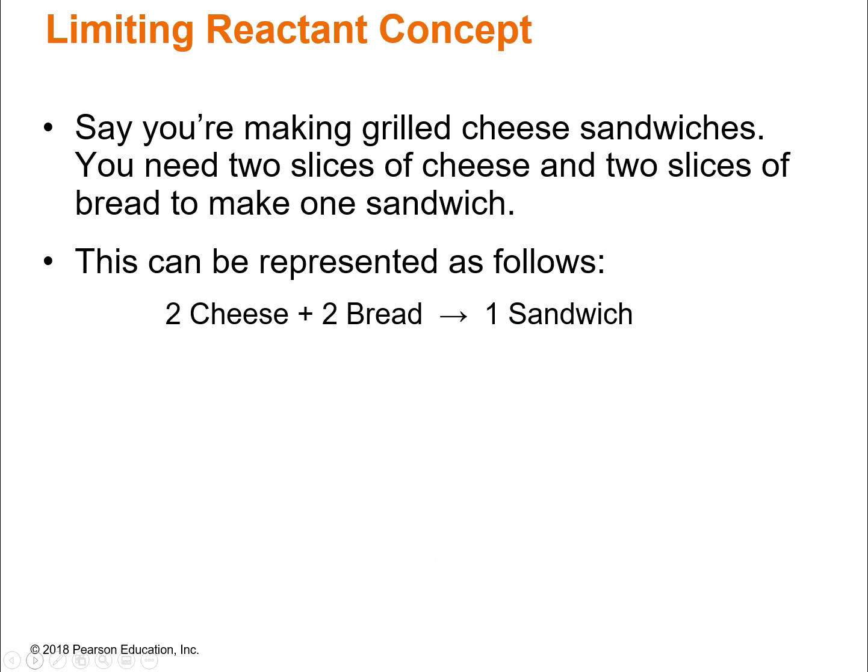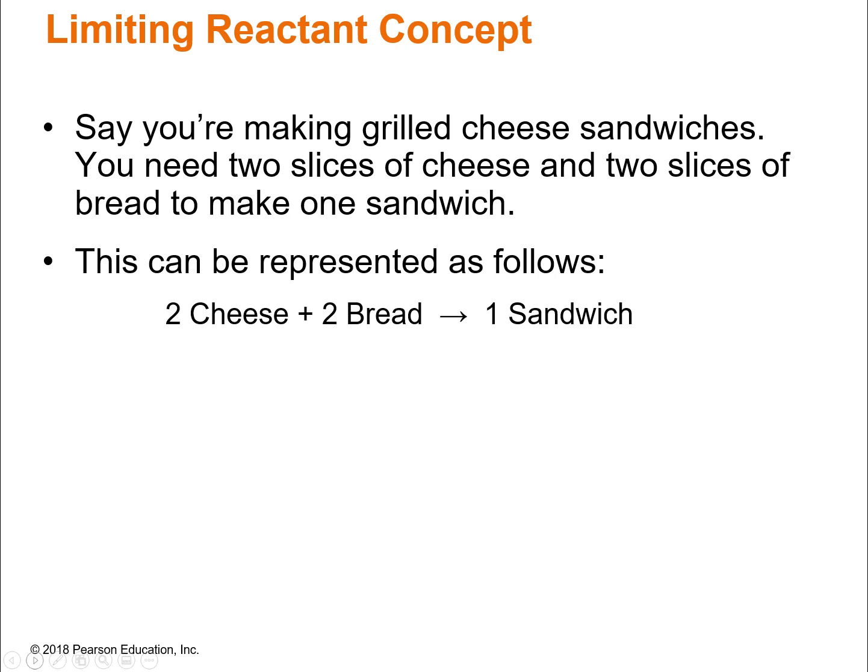So we've got two more concepts to cover. We're going to do some practice problems with both of those, and then we'll be done. Limiting reactant. Let's say you're making a grilled cheese sandwich. Now it's 3 o'clock. Hopefully you've had lunch by now. But say you didn't, and you were dreaming of a grilled cheese sandwich. The most basic sandwich: 2 slices of cheese, 2 slices of bread.